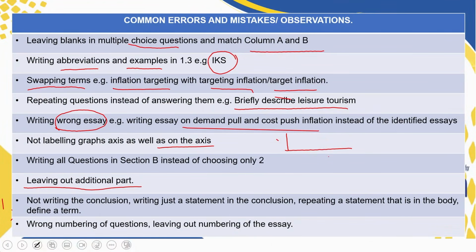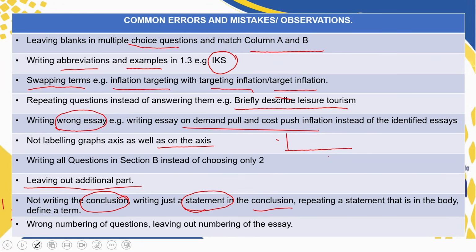Now, another problem that we have is leaving out the additional part. The additional part is 10 marks. By leaving it out, you are forfeiting 10 marks. Whilst we are still on the essay, there is also a common problem, not writing the conclusion. You write a lot of points in the body, but when it comes to the conclusion, you just leave it out. Or maybe the conclusion is written, but the conclusion is just a statement. It doesn't mean anything. Remember, the conclusion is a higher order response.